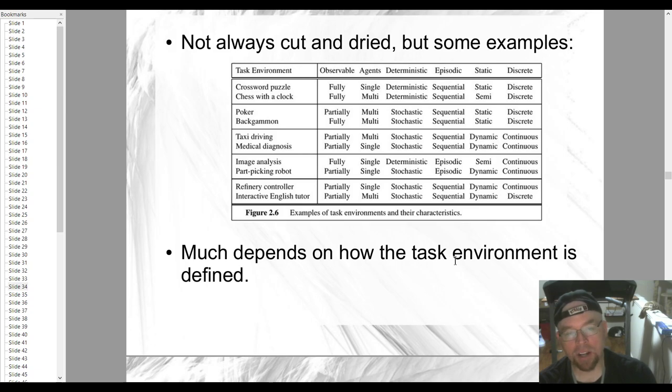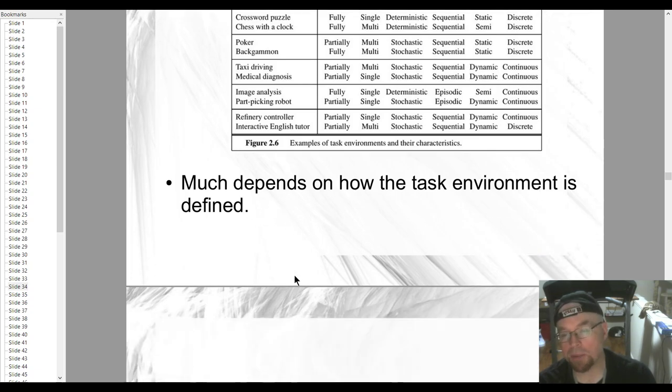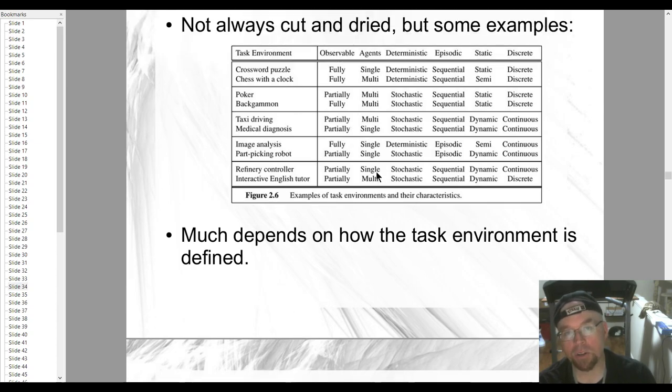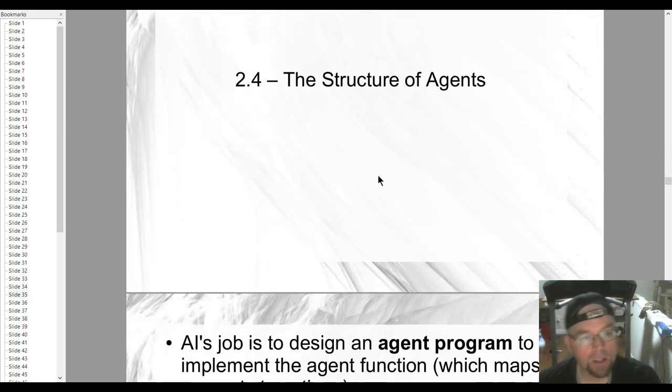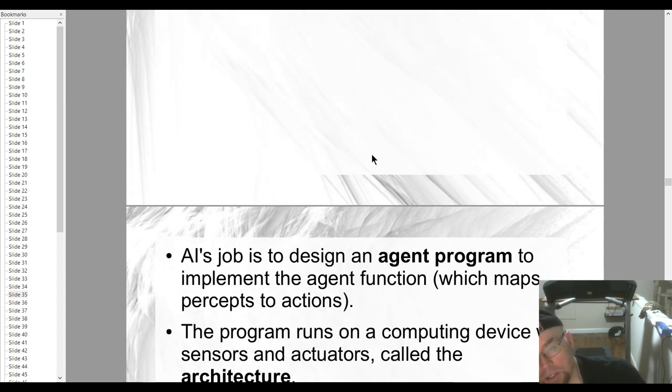So much depends on how the task environment is defined. How your agent behaves, whether it's rational or not, how you define the environment is going to tell you what type of sensors you need, how you're going to write that agent function, and so on. All right, so we're almost done here. Let's talk about the structure of agents. This is the last section. So let me try to fly through this as much as possible. This is dragging out long enough as it is.